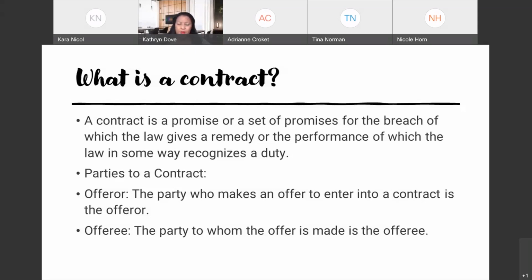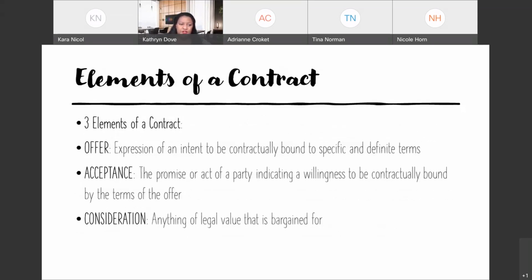However, there must be something else known as consideration. So there's three elements of a contract. One is an offer. One is the other party accepts the offer. And the third is consideration. So if I offer to drive you to the mall, before a contract can be enforced, you have to accept that offer.